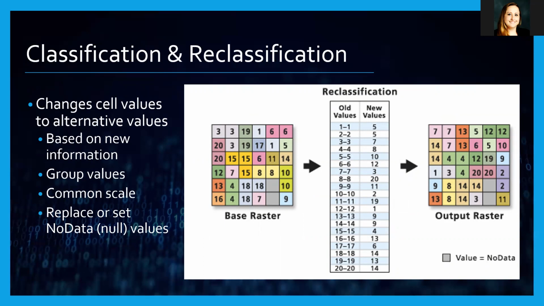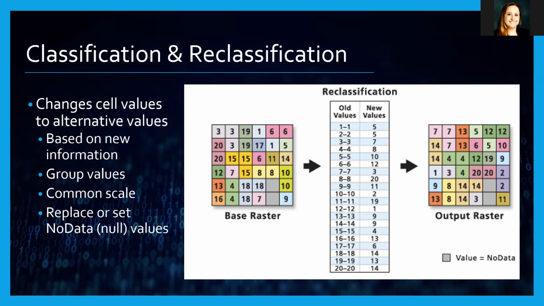It can be done to individual values within a range of values, or sliced by areas of equal interval, equal area, or natural breaks. In the image on the slide, the raster is being reclassified by individual number. So the values that were once 1 are now 5, the values that were originally 2 are now 5, and the values that were originally 3 are now 7, etc., etc.